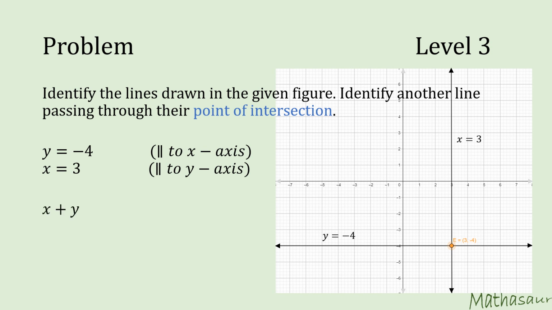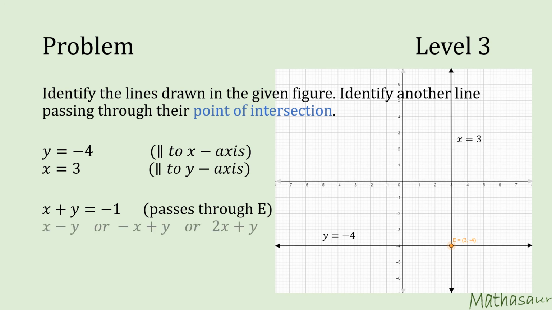Now we have to find another line passing through this point E. So let us write x plus y and substitute the coordinates of point E. So we get 3 plus -4, which is equal to -1. So x plus y equals -1 is a straight line that passes through the point E. Instead of x plus y, we could have also tried x minus y or -x plus y or 2x plus y or any other coefficients for x and y that you like, and substituted the value for x and y from point E.